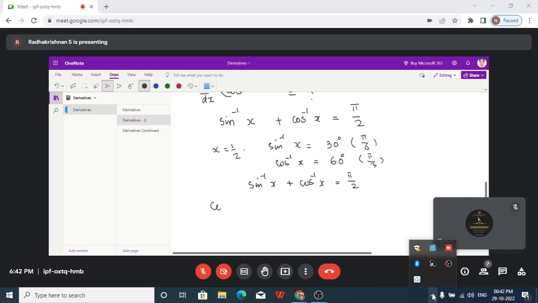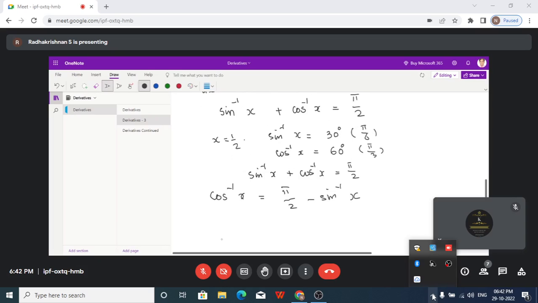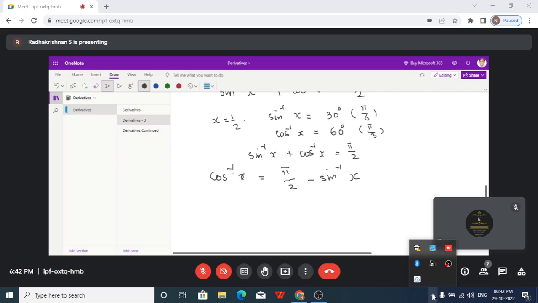So அதனால நம்ம என்ன எழுதலாம்? Cos inverse of x equal to pi by 2 minus sin inverse of x. இந்த property use பண்ணி we can find out the derivative of cos inverse of x. So derivative of pi by 2 என்ன? It is constant, yeah. So derivative of a constant is 0, minus the derivative of sin inverse, which is 1 by under the root of 1 minus x square.